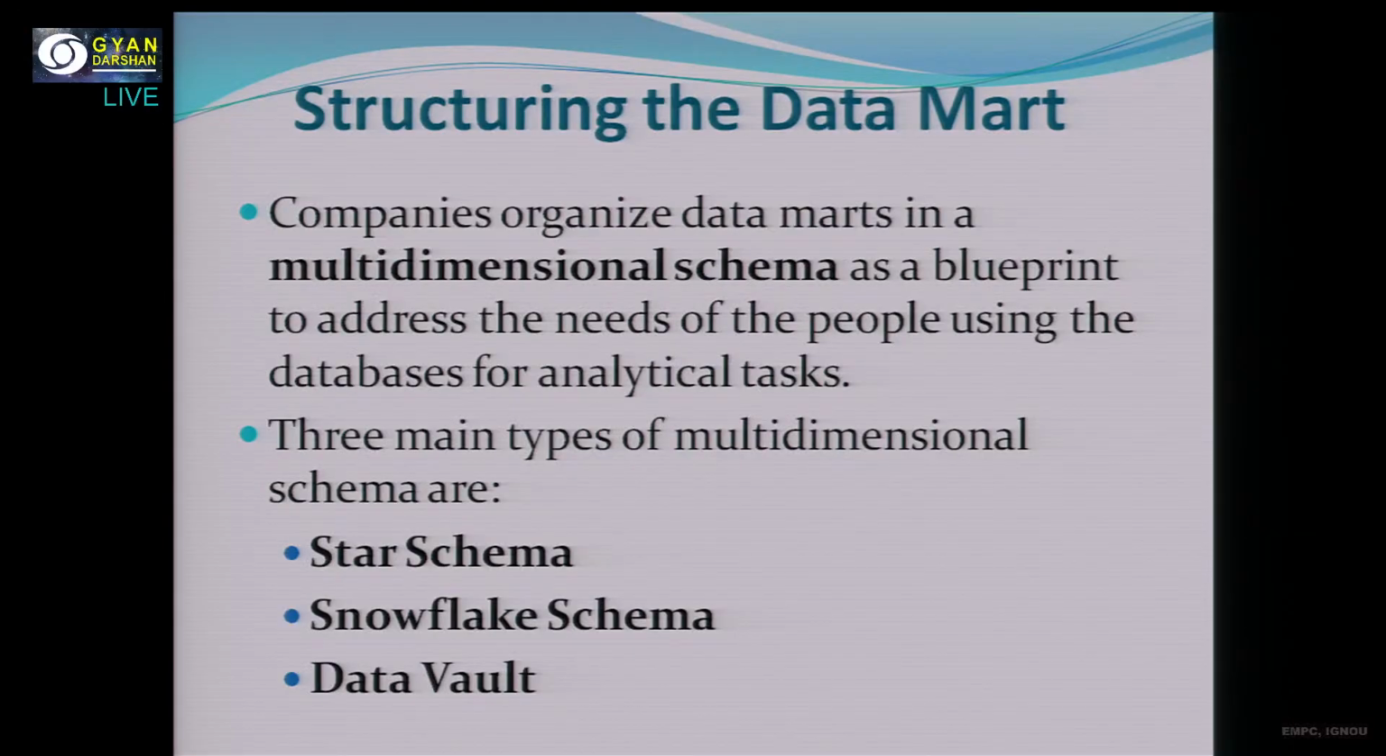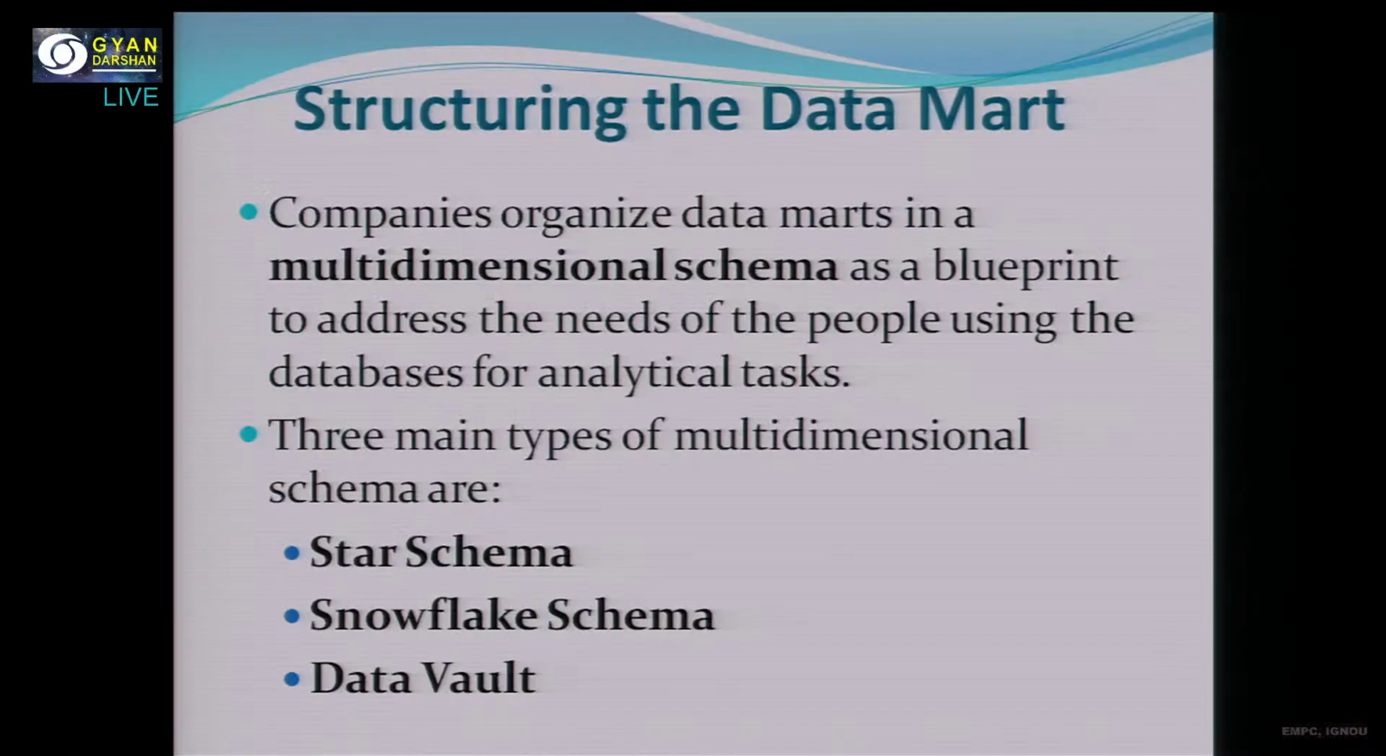There are three main types of multidimensional schema. One is the star schema, second is the snowflake schema, and the third is the data vault. The third unit of MCS 221, block 1, completely deals with dimensional modeling, so we list only these here. The details of these types of multidimensional schema we will see in the next sessions, where we will talk about the star schema, snowflake schema, data vaults, and how to model the data warehouse or data mart using these three schemas.